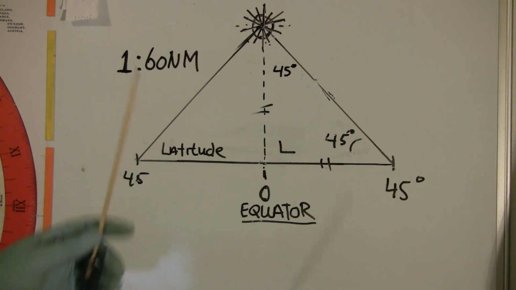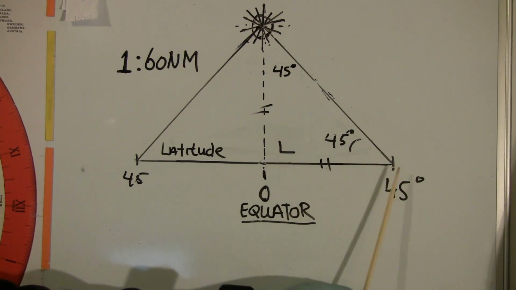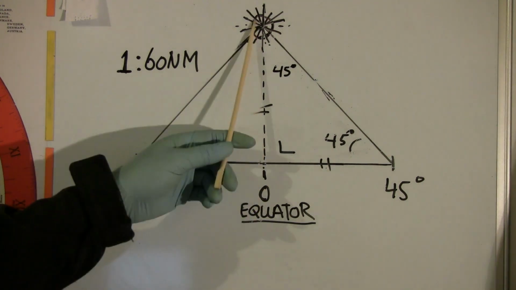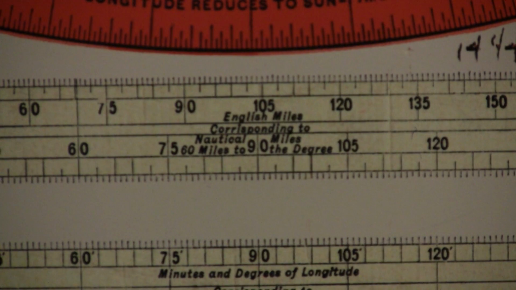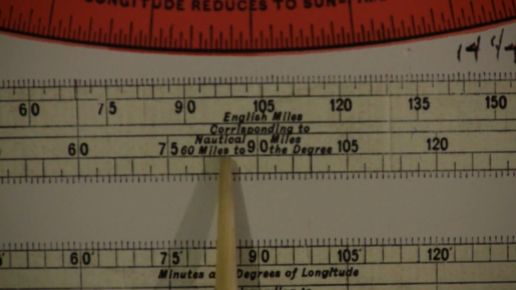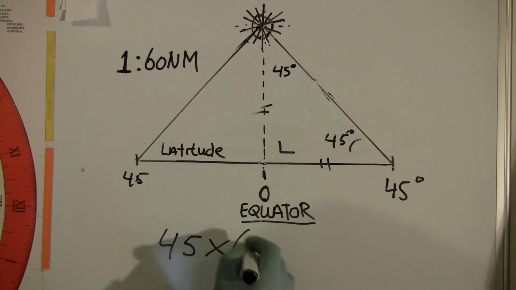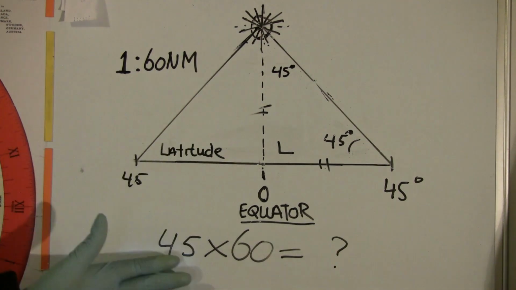It means if we know the distance from the equator to the 45 degrees latitude, then we know the distance from the base to the top. It's written on the map, 60 miles to the degree. It means 1 degree is in reality 60 nautical miles. 45 degrees times 60 nautical miles. Scientifically and practically correct.